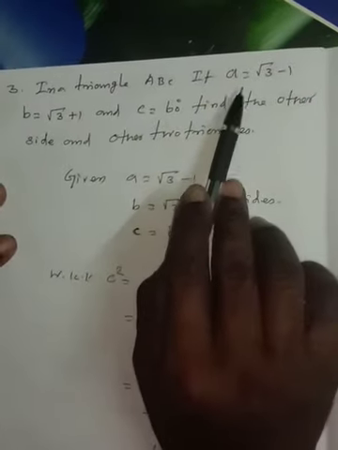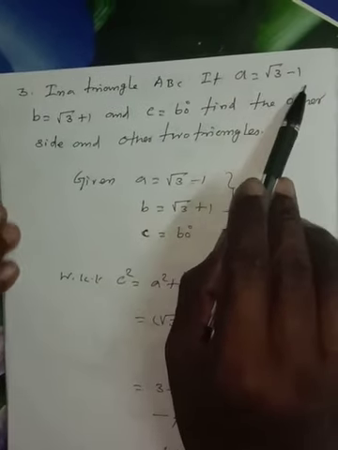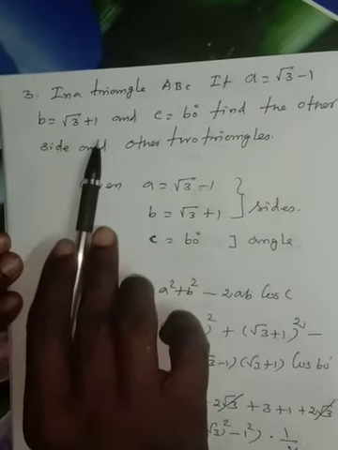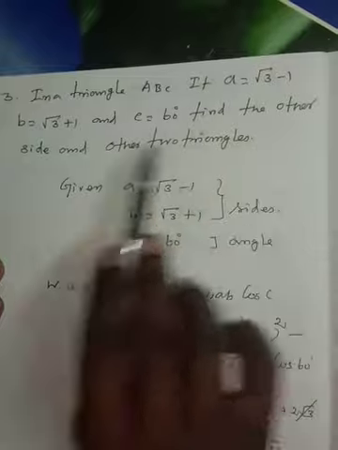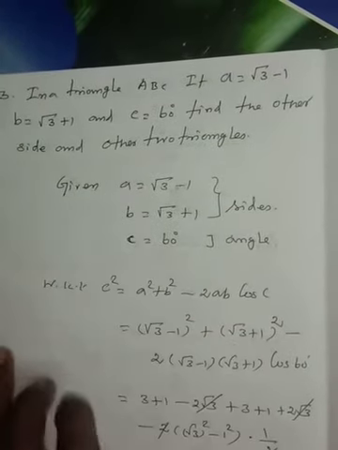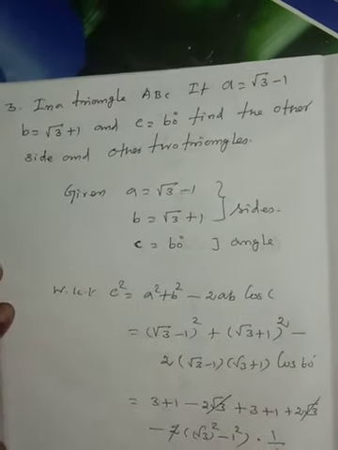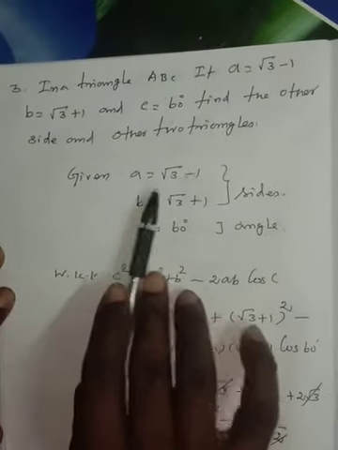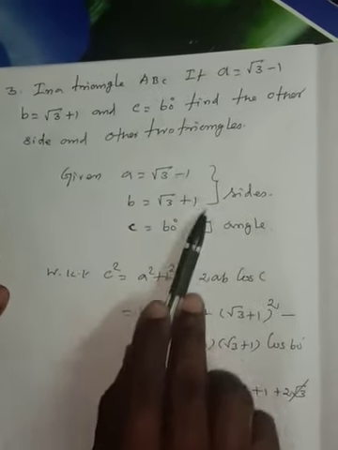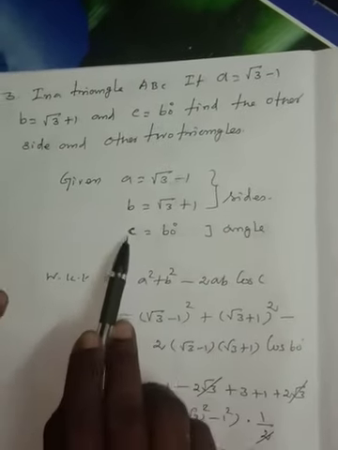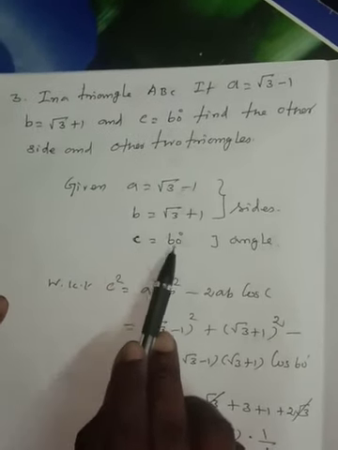If a is equal to root 3 minus 1 and b is equal to root 3 plus 1 and C is equal to 60 degrees, find the other side and the other two angles. Given a is equal to root 3 minus 1, b is equal to root 3 plus 1. These two are sides, and C is an angle, so 60 degrees.